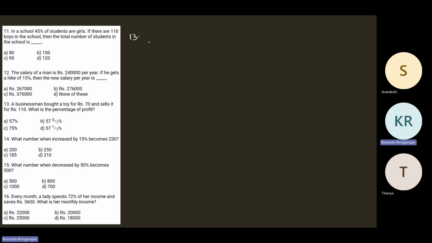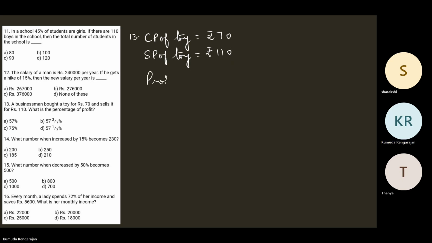So Satakshi, how do you find the profit? Ma'am, I left these questions, the 13th one. I didn't know the formula and stuff. Okay. What is the cost price of the toy? 70 rupees. What is the selling price of the toy? 110 rupees. Okay. So it's purchased for 70 rupees and it's sold for 110. Is it a profit or a loss? Profit, ma'am. So profit is SP minus CP. And what is the profit? 40 rupees.